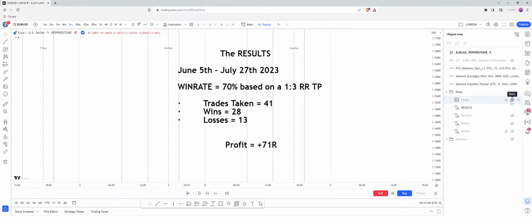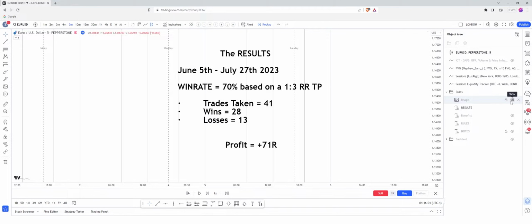So from June the 5th up until July 27th, which was yesterday as I'm recording this, my win rate has been 70%, and that's based on a take profit of 1 to 3 RR, which means if I'm risking £100, I'm expecting to earn 300 from a take profit. So a really good risk reward ratio.